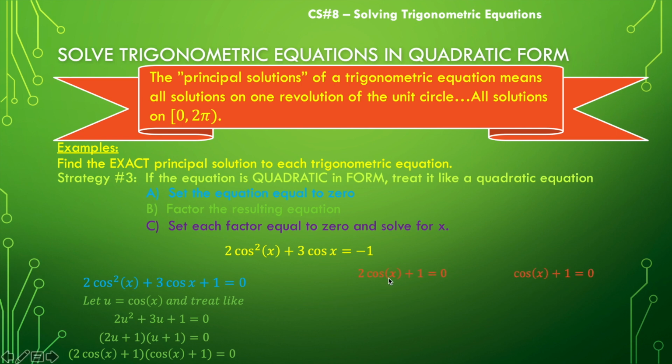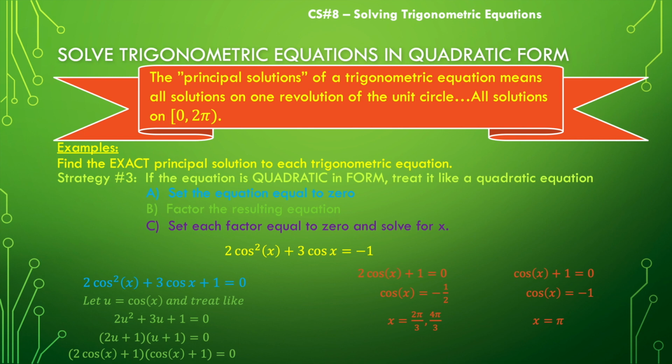So 2 cosine of x plus 1 is equal to 0, and cosine of x plus 1 is equal to 0. Let's isolate the trig function. So we'll say the cosine of x is equal to -1/2 here and -1 here. And then pull the angles from the unit circle that have these cosines. Which angles have an x-coordinate of -1/2 and -1? There are 2 for the first one, so that will be at 2 pi over 3 and 4 pi over 3 on the left-hand side of the unit circle.